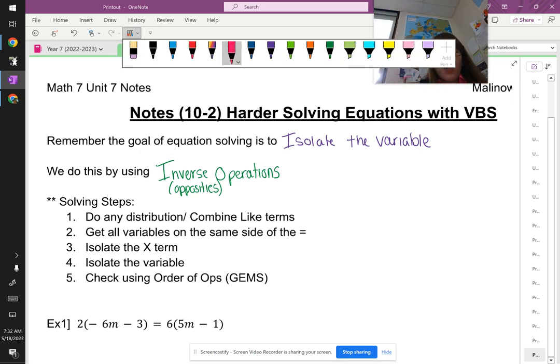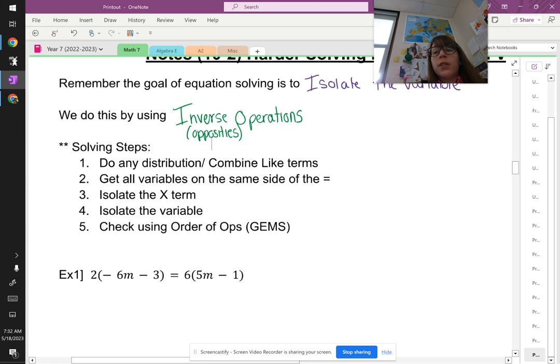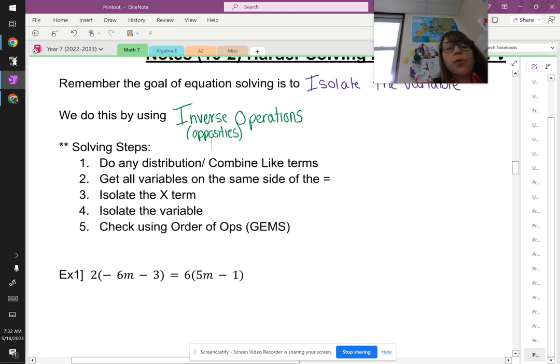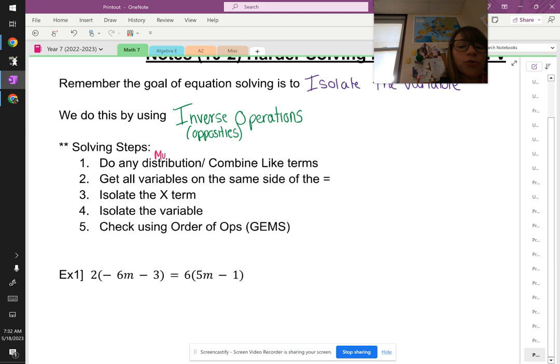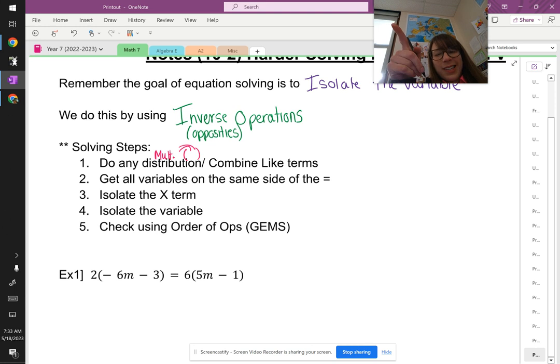Okay, moving on to our solving steps. I'm just going to briefly go over these as we have talked about them before. So first, you're doing any distribution that's happening. And remember, when you're doing distribution, that's multiplication. So you're looking for those parentheses to be doing the swoopity swoops.